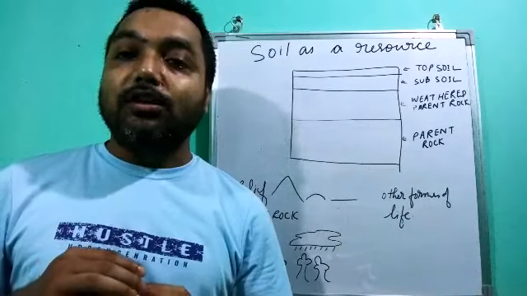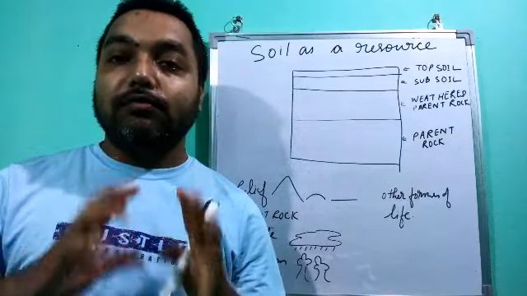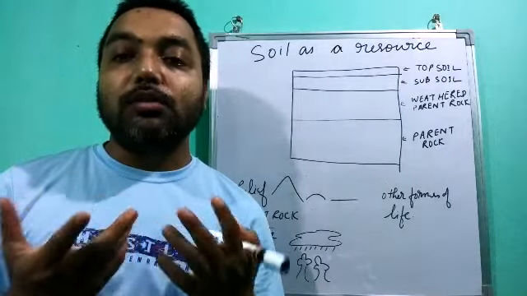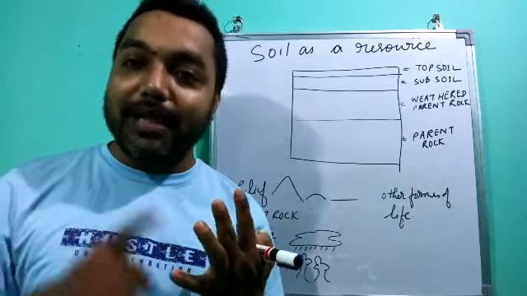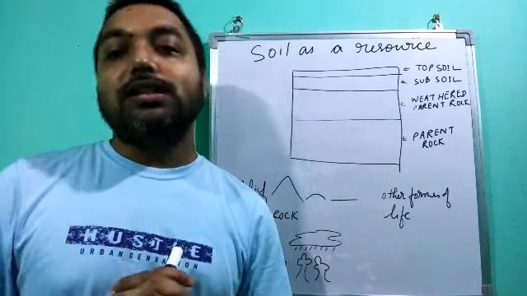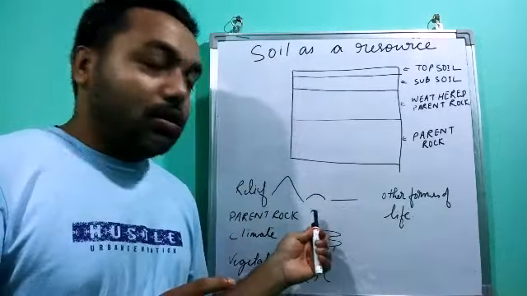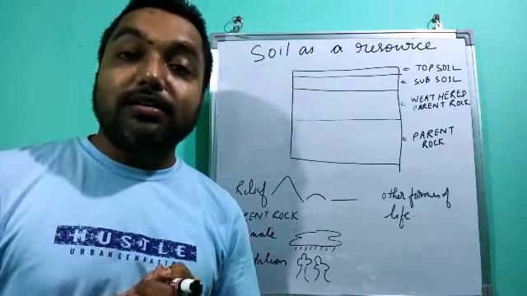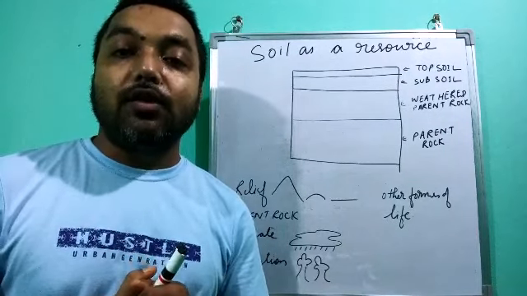Soil is an important component for living beings. Without soil it is not possible. Plants cannot grow, and if plants cannot grow, then no other living being can exist on the surface of the earth. So let us next move to the factors that affect the formation of the soil.